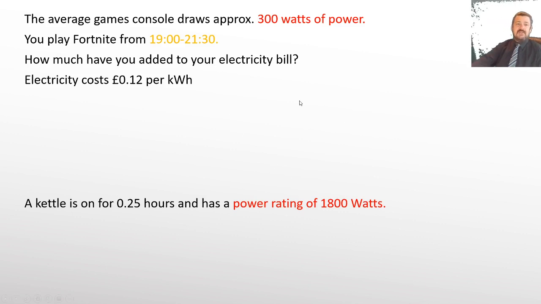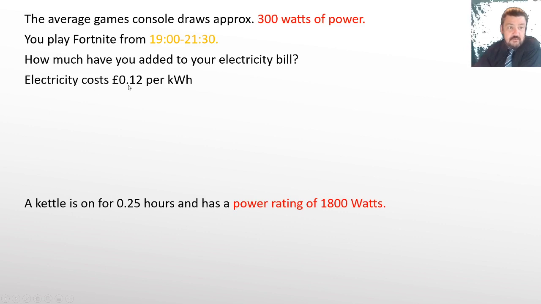So we're going to answer our question from a little bit earlier. What's the most expensive? Playing your Xbox or making a cup of tea? So let's work it through. The average games console draws approximately 300 watts of power. Now, when we use the term draws, what we mean is it uses. You play Fortnite from 7 o'clock till 9:30. How much have you added to your electricity?